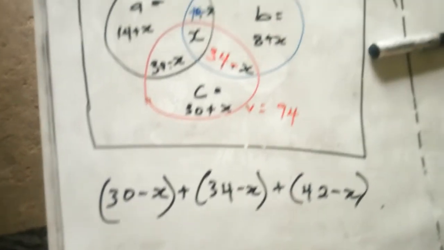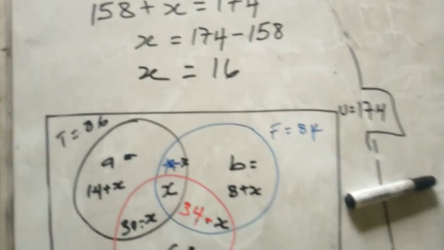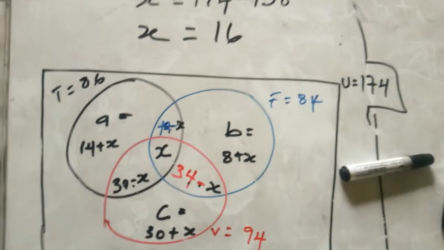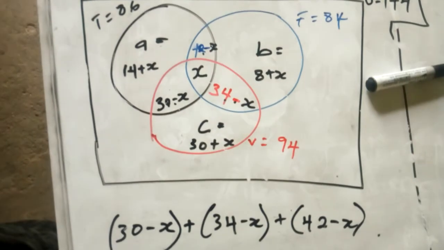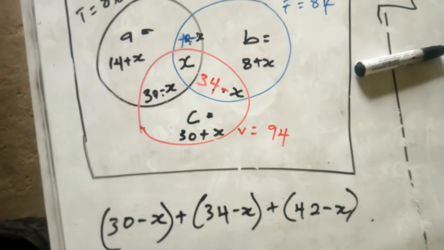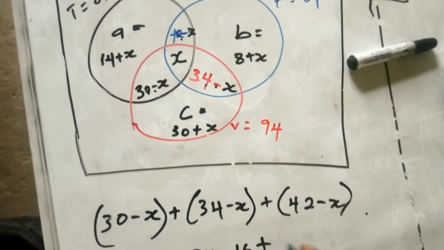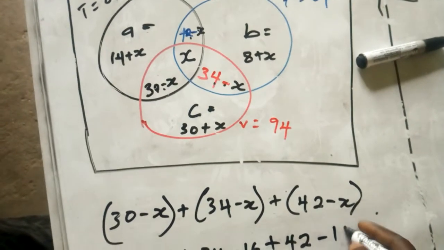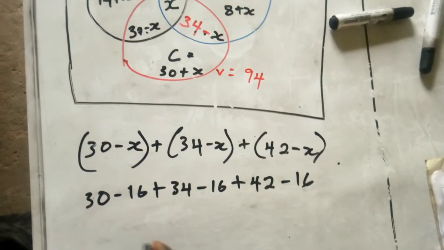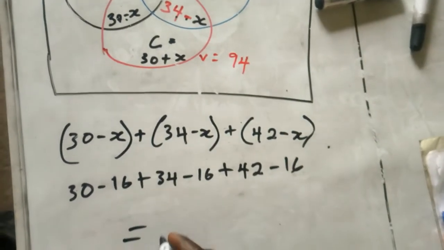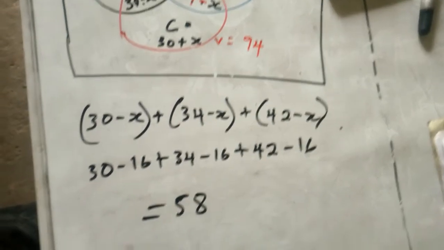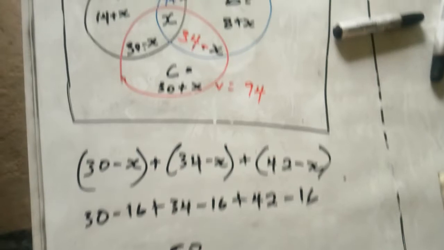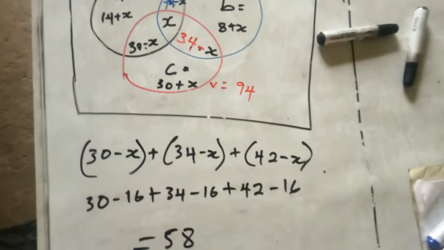We know the s. We've already found out those who are doing all the three are 16. So let's just replace them. 30 minus 16 plus 34 minus 16 plus 42 minus 16. So after summing everything together, you should get 58. Is that okay? So 58 people play the two games.